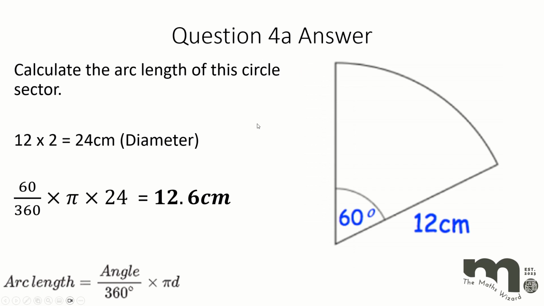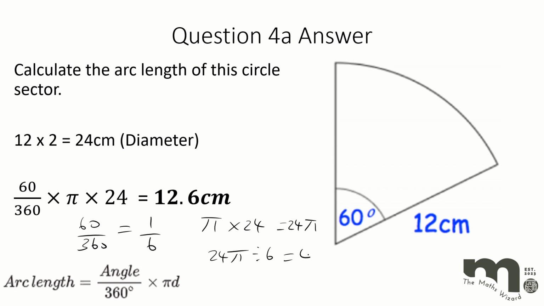One thing you can also do, if this comes up on a non-calculator paper, which it could do, is something to make this a little bit easier. We can simplify this fraction. We've got 60 over 360 there, which is the same as 1/6. So if you were doing this on a non-calculator paper, you might do it like this. Pi times 24 is 24 pi. 24 pi divided by 6 will give you 4 pi centimeters. So just bear in mind that if it comes up on a non-calculator paper, it's likely you're going to have to do it in terms of pi on that one.